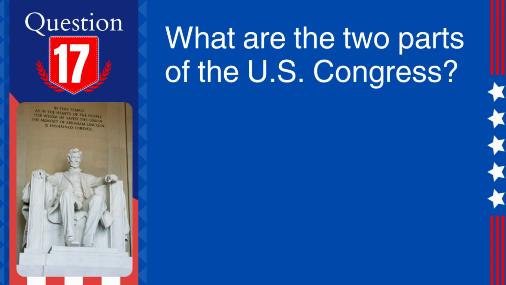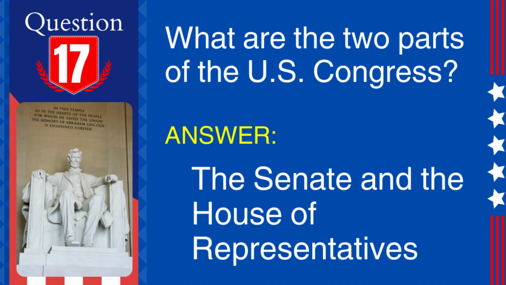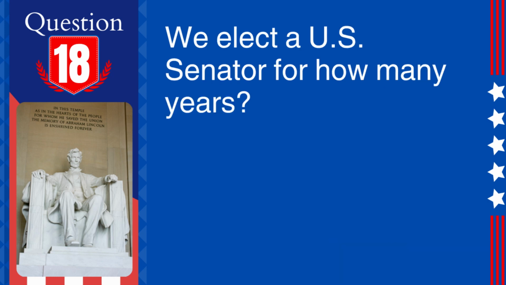17. Question. What are the 2 parts of the U.S. Congress? Answer. The Senate and the House of Representatives. Explanation. The bicameral legislature of the federal government of the United States consists of 2 chambers, the Senate and the House.